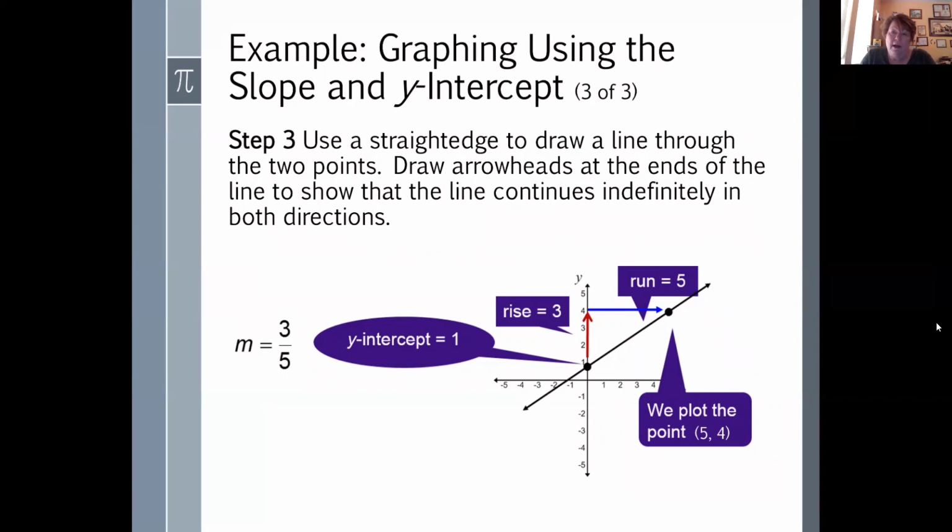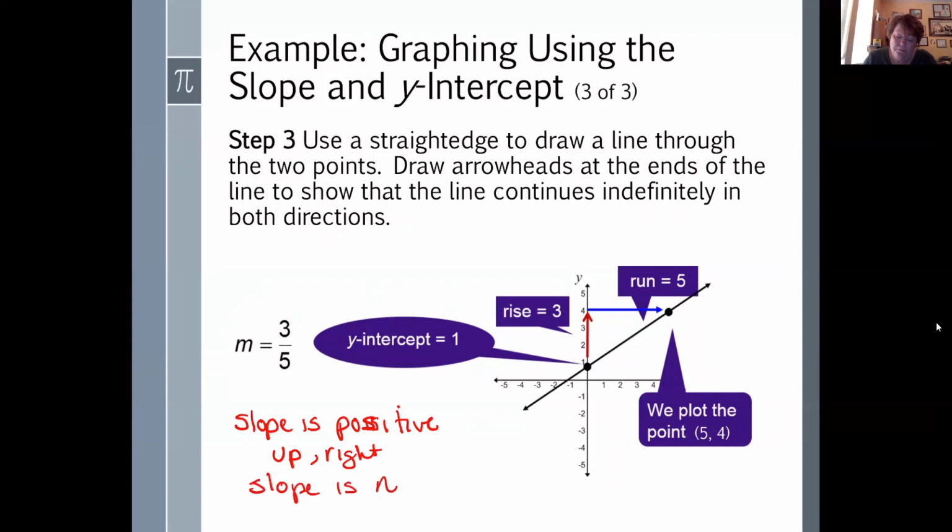So you use the intercept to find the first point. The intercept is the first point. And then you use the slope to find the second point. Typically what we do, if the slope is positive, we go up and to the right. If the slope is negative, we go down and to the right.